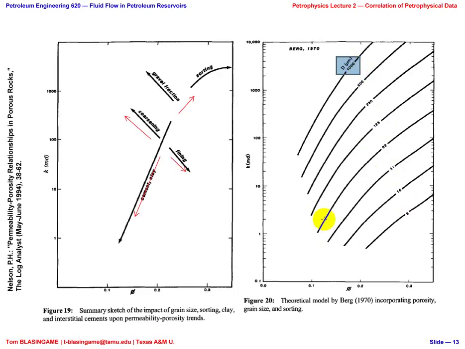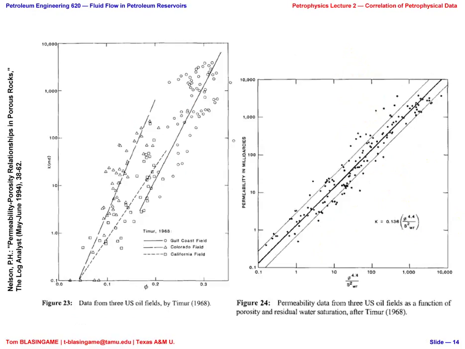So if you plotted your data on here, you could check and see where it lies, and maybe that could give you some idea about grain size, but I don't think that would be a very good task.